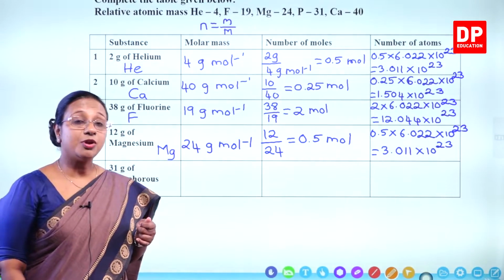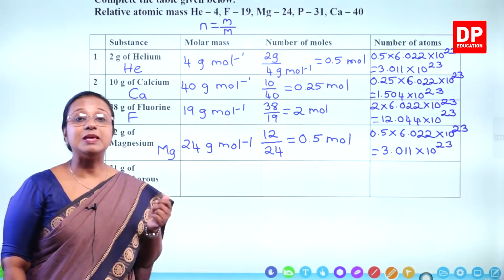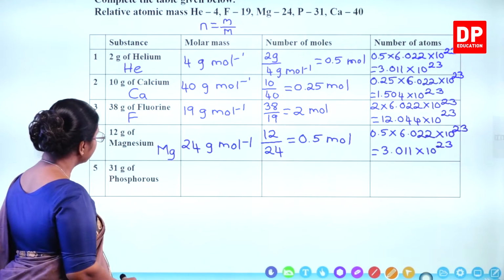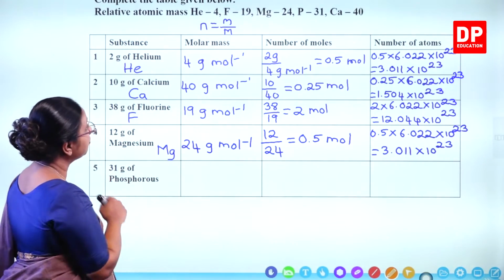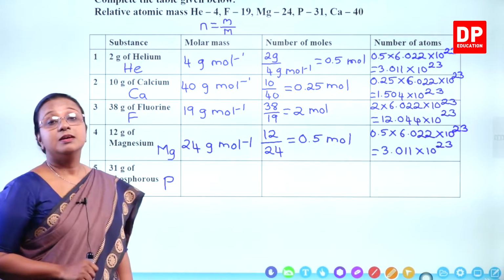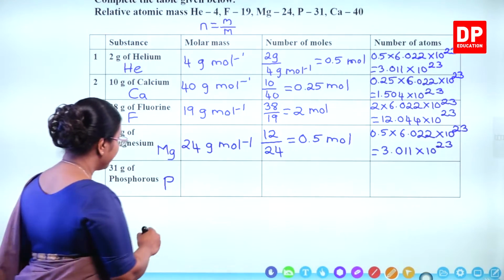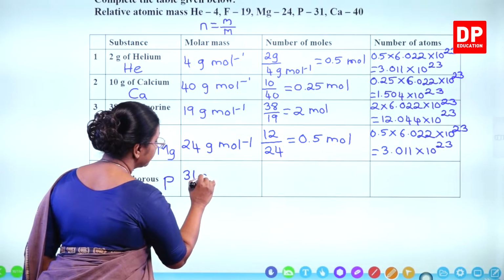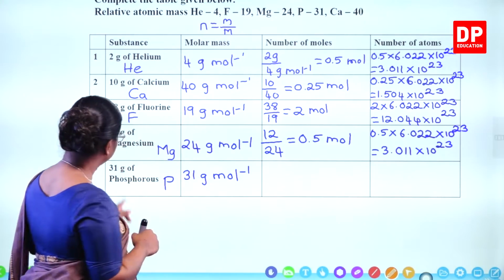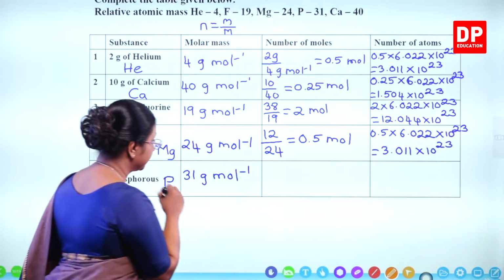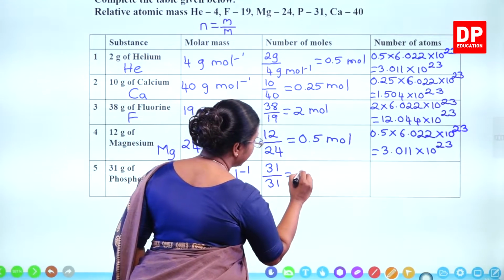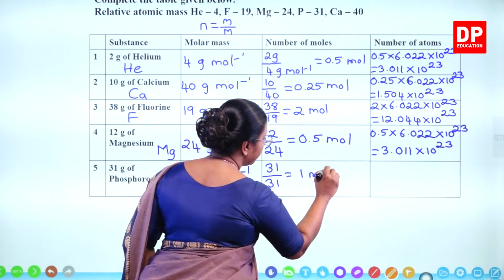So, is it clear to you all now? With practice, it will be easier to do the calculation. Then the last one here, 31 grams of phosphorus. What is phosphorus? P. What is the relative atomic mass? 31. So the molar mass is also 31 grams per mole. Then we need to calculate the number of moles, the same values. So 31 divided by 31, that is equal to 1 mole.